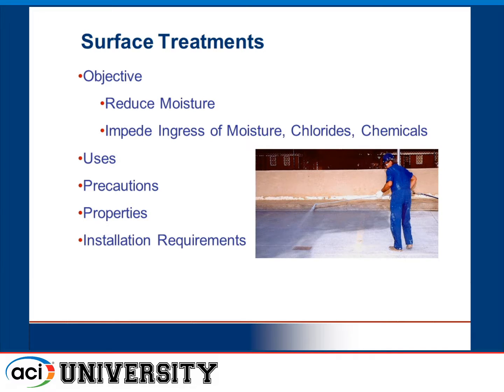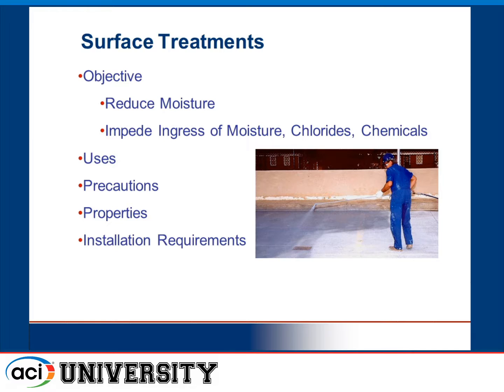Basically, the objective of surface treatments is to prevent contaminants and moisture from coming through. And if you can reduce the moisture, it follows that you should be able to reduce the corrosion rates, particularly if the exposure is not quite at the point of reaching corrosion thresholds or contamination thresholds. We also want to impede the ingress of any type of contaminant that might contribute to the corrosion process, such as chlorides, chemicals, and other carbonating agents.